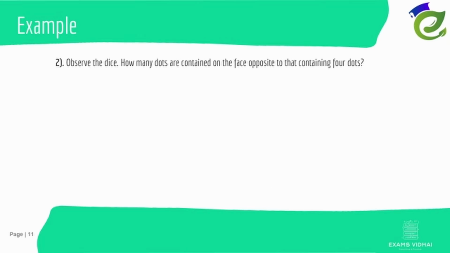Question 2. Observe the dice. How many dots are contained on the surface opposite to that containing 4 dots? We will be solving this question in a similar manner.